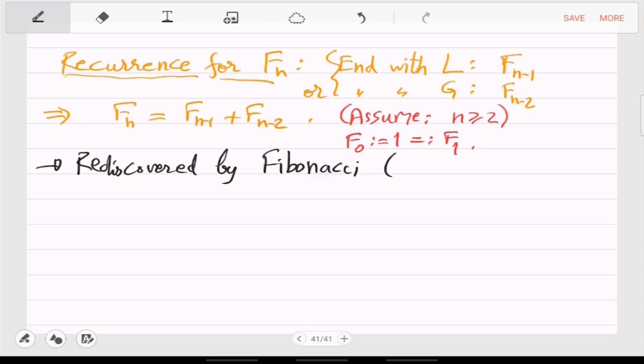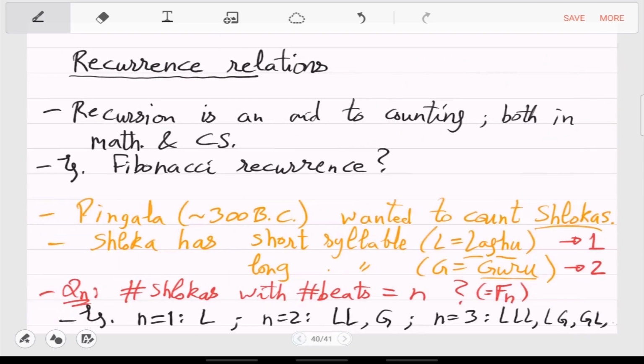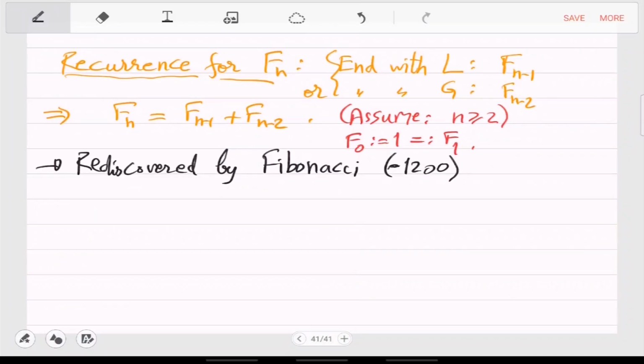In I guess 1200. Okay, so you usually see this as Fibonacci numbers, but you can as well call it Pingla Fibonacci numbers. The thing is the same. And there are many, many practical examples where this happens. Any questions about this example?